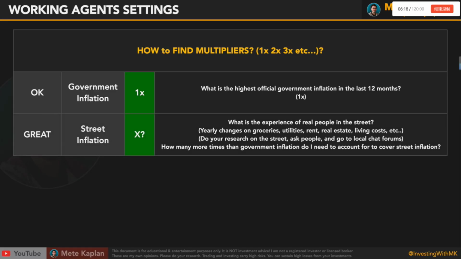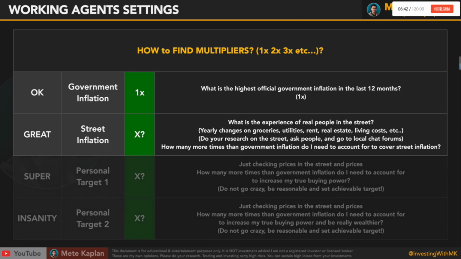Street inflation, you need to do some research here. Go ask people. Compare grocery price changes, rent price changes, changes in the living cost every year. How is the yearly change happening here? Find your multiple by asking this question: how many more times than the government inflation do I need to account for to cover street inflation?